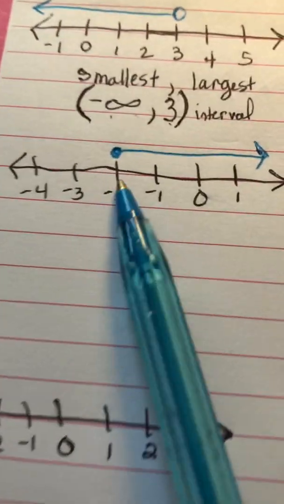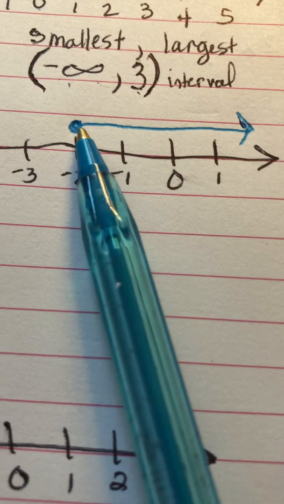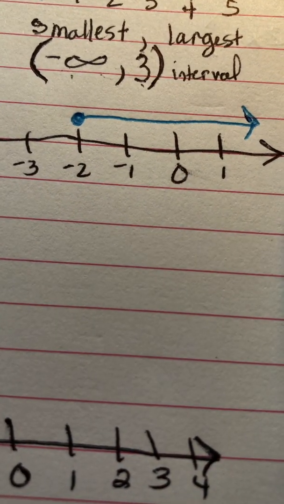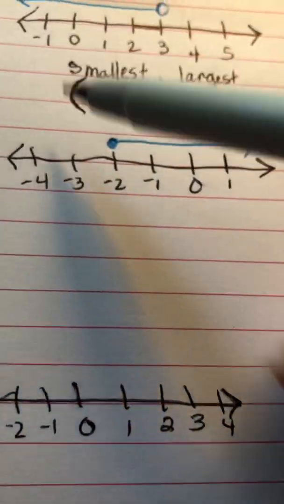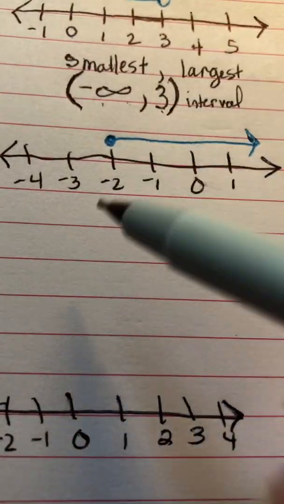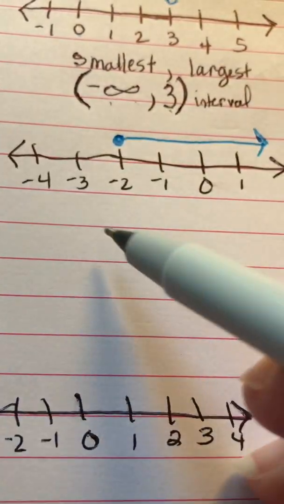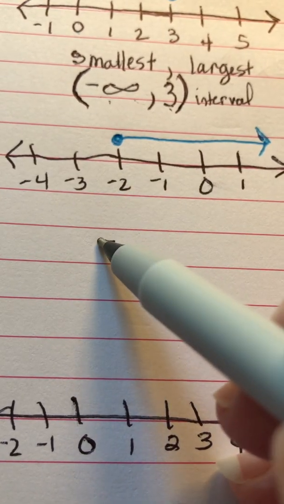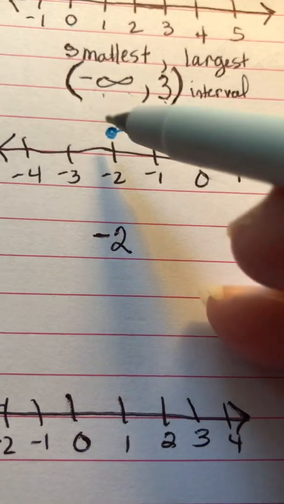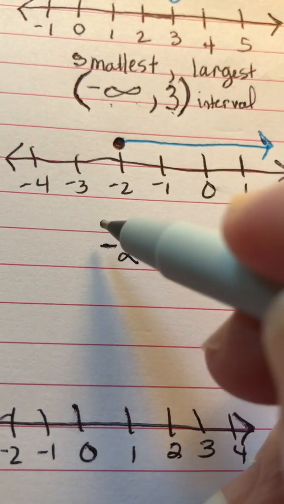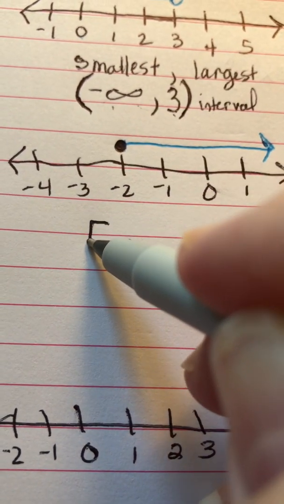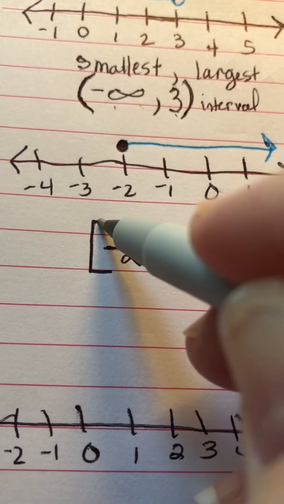So we have illustrated that x has to be bigger than or equal to -2. Next, we want to do the interval notation. Again, we want the smallest number and the largest. So the furthest to the left that this goes is at -2. And because it's equal to -2, we are going to write a bracket here showing that equal sign.